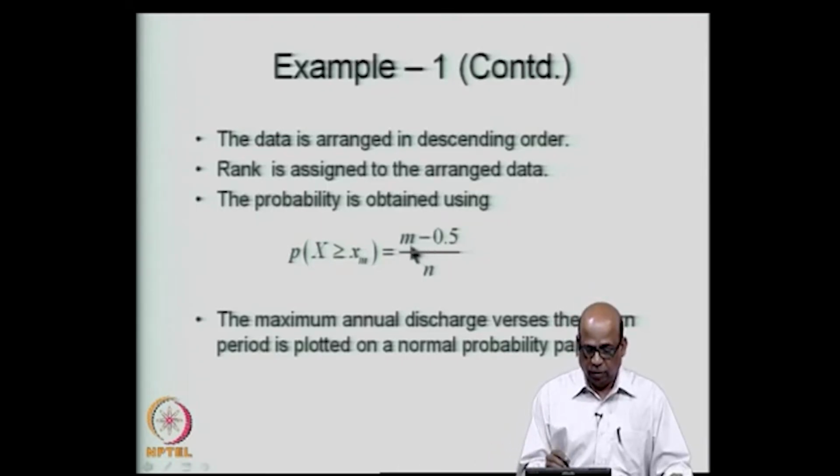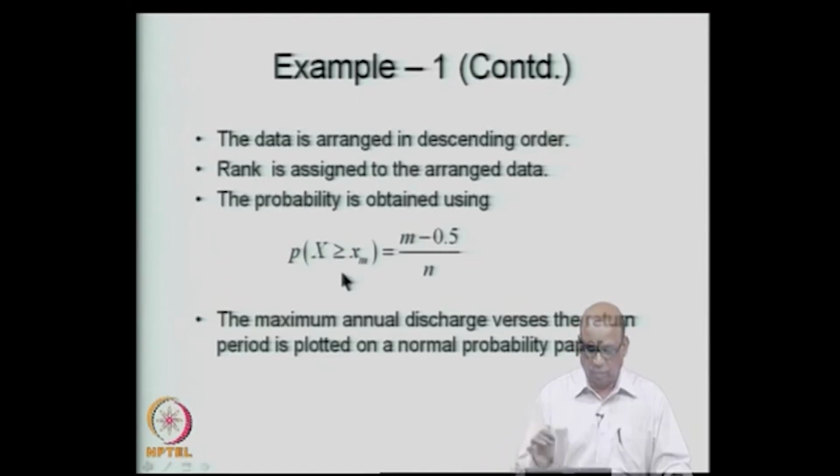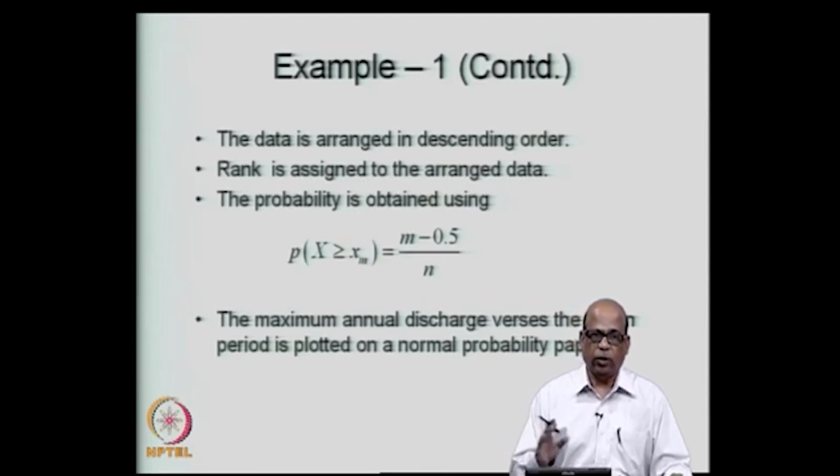And then we obtain the probability of x being greater than or equal to x m. This is Hazen's formula, m minus 0.5 divided by n, where m is the rank corresponding to that particular value and n is the total number of values. And the maximum annual discharge versus the return period is plotted on a normal probability paper. So, this is what we get from the plotting position, and then we have the given value of the data, that is the maximum annual discharge, and the return period we can plot. Return period is 1 by p, or we can also plot the probability of exceedance or probability of non-exceedance. We can use the probability paper for plotting any of this.